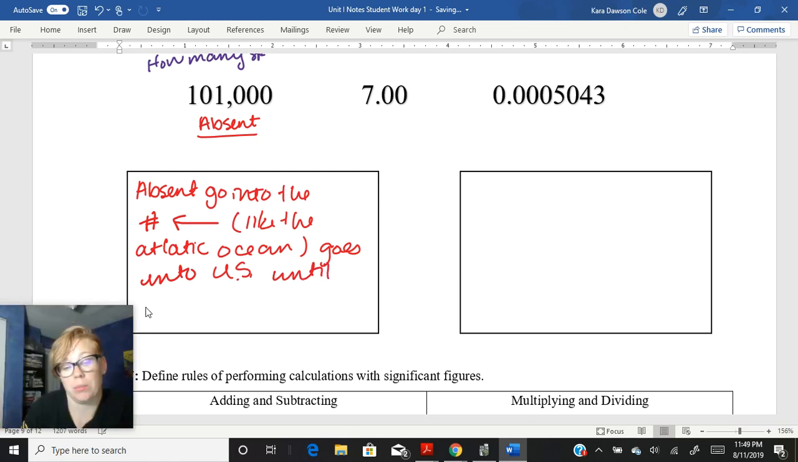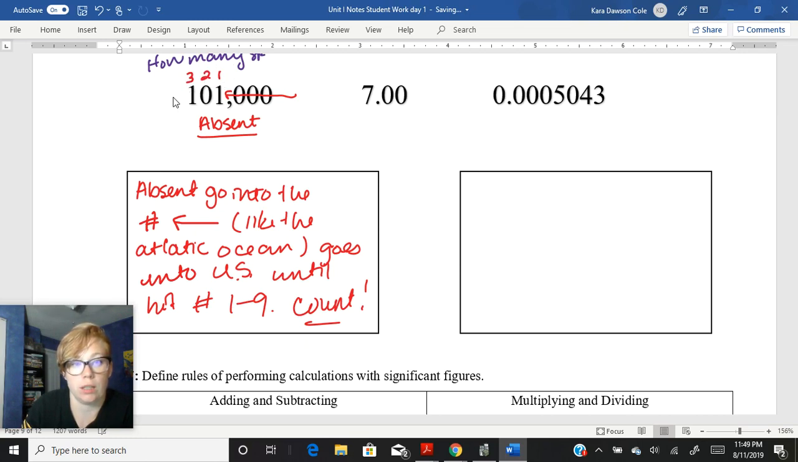until you hit a number 1 through 9. So once you hit a number 1 through 9, then you stop and you just count. So now, this guy's absent. I'm going to go into this number until I hit a number 1 through 9. Oh, I hit 1. So this would be 1, 2, 3. So then this number contains 3 sig figs. Easy enough.